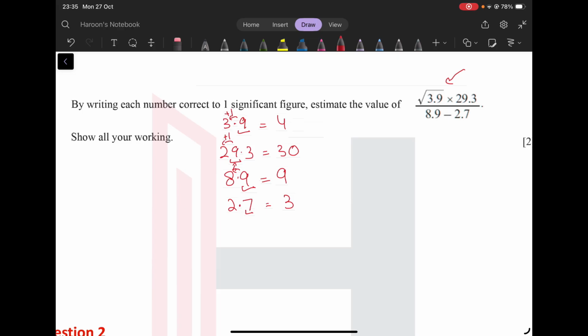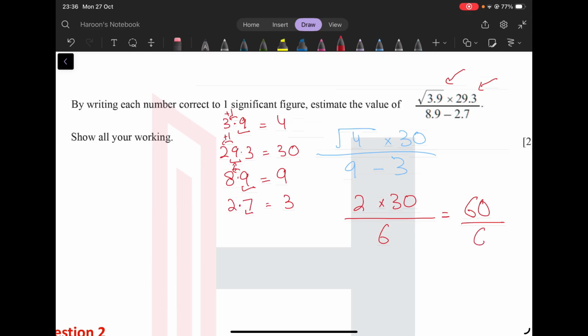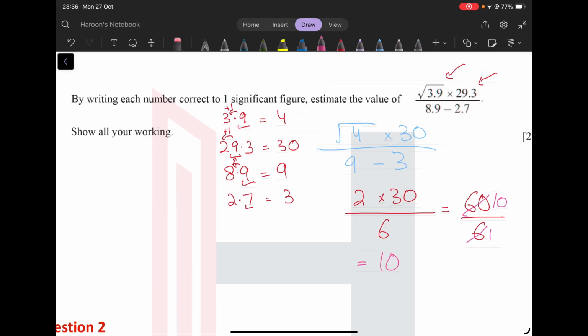Now that I have these numbers, I'll just write them. I'll replace them over here. This becomes square root of 4 times 30 divided by 9 minus 3. Now square root of 4 ends up giving us 2, multiplied by 30, divided by 9 minus 3, which would be 6. 2 times 30 would be 60. 60 divided by 6. We can cancel these two out. This would be 10 times 6 over 6. So at the end we get 10 as our final answer.